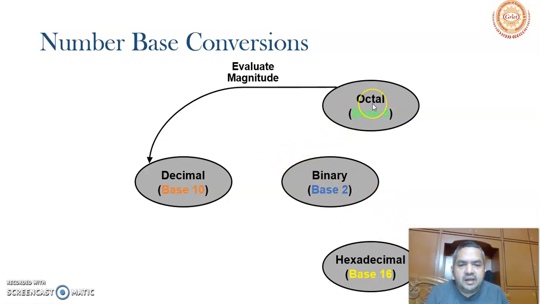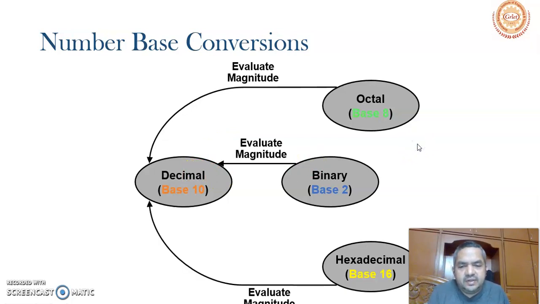If I have an octal number, evaluating the magnitude is very simple: it is an expansion of powers of the base, like 8 power 0, 8 power 1, 8 squared, like that, multiplied by its weight, the position value, and that will be the decimal number. Similarly for binary to decimal and hexadecimal to decimal, and this we already discussed in the previous sessions.